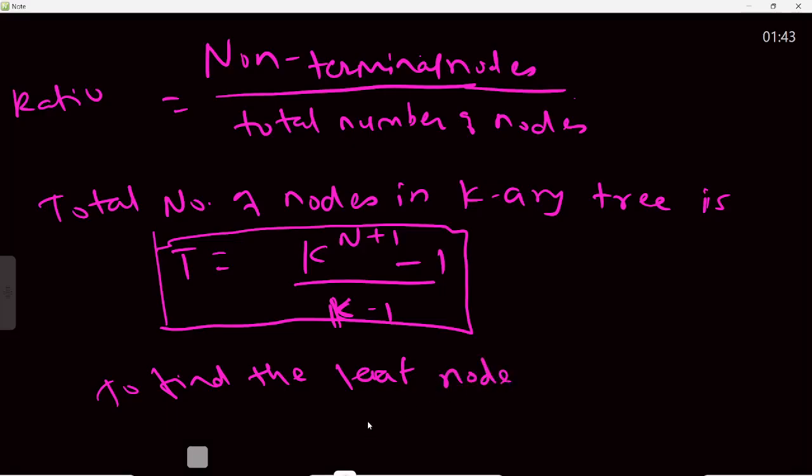So to find the leaf node, the formula is k raised to power n. This is the formula to find the leaf node. Now, as we have the terminal nodes, and we have the total number of nodes, using these two we can find the non-terminal nodes, right?